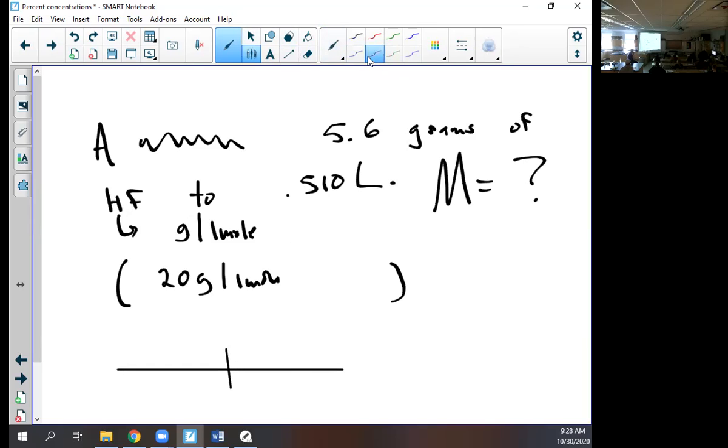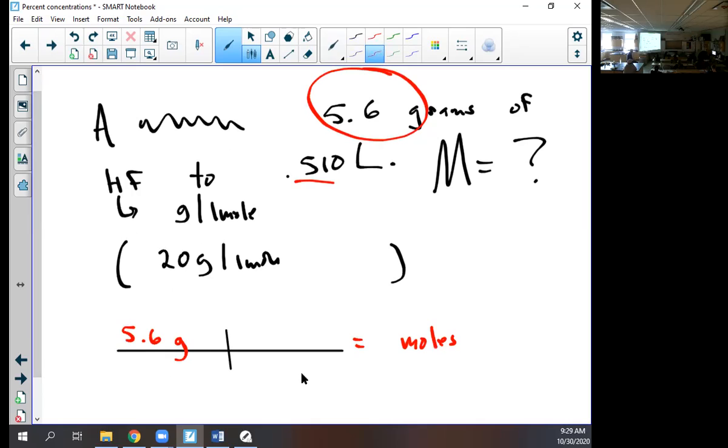So I'm going to say that I have been given 5.6 grams because that's what it gave me. I will use the volume later. So I need to solve for moles, correct? All right, to solve for moles, I need grams on the bottom and 1 mole on top. So I have 20 grams on the bottom. 5.6 divided by 20 equals what number? Point 28. And that's moles.